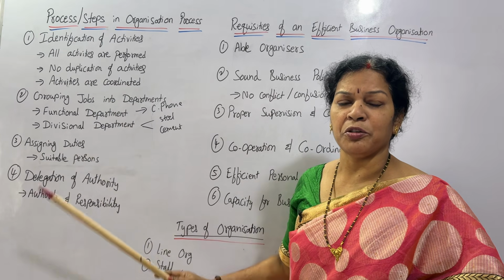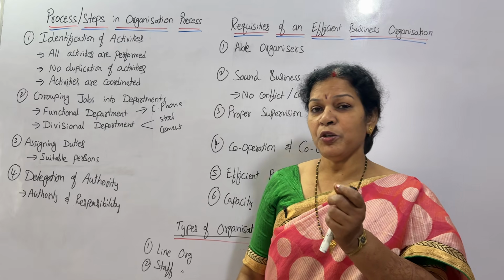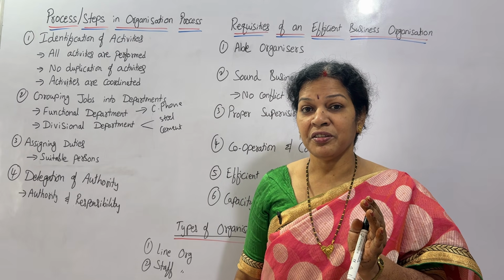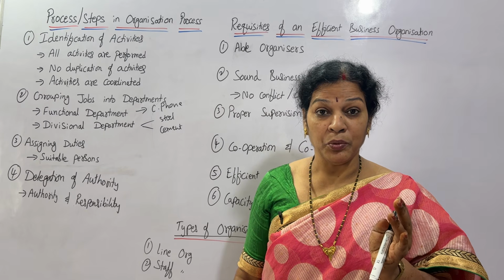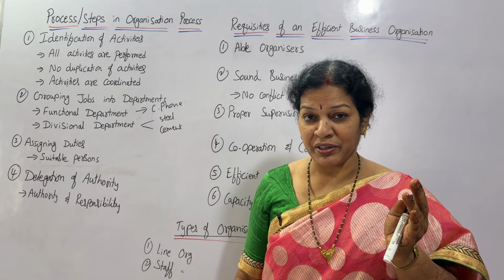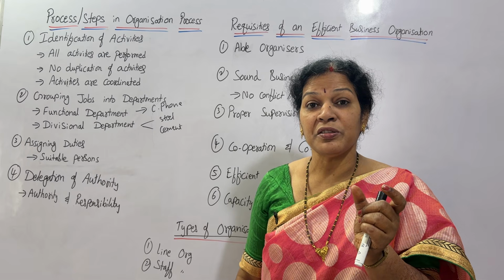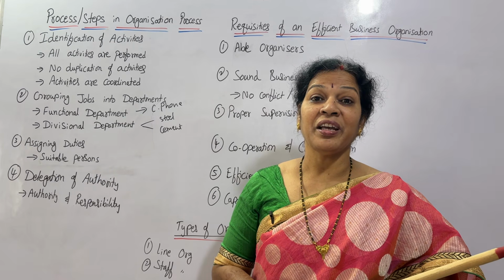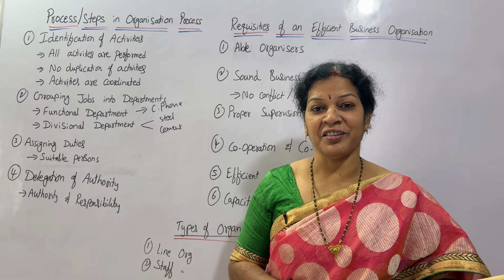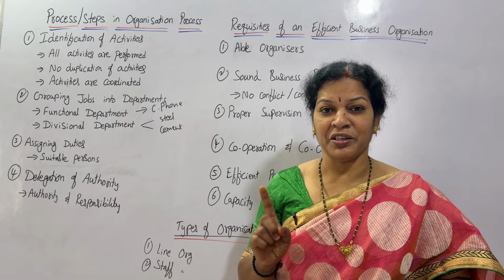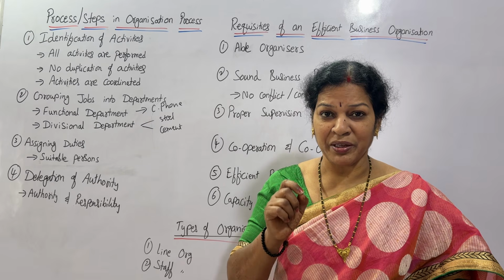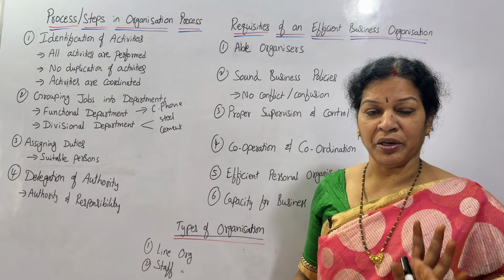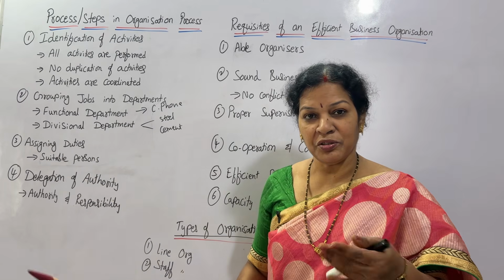Next, third one. What to do? Assigning the duties. When you want to assign the duty, please be careful about who is efficient, who is capable, who is qualified, who is having experience. Those persons you have to identify and assign the duty. Then you can expect good results. There will be no confusion at all. This happens whenever you identify the proper person. So suitable persons you have to identify. Okay, assigning duties is over.